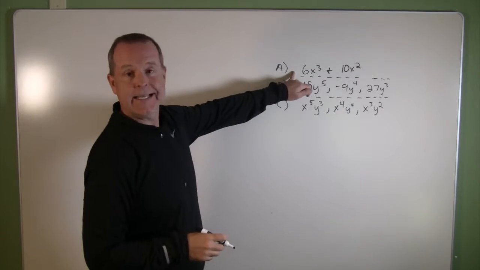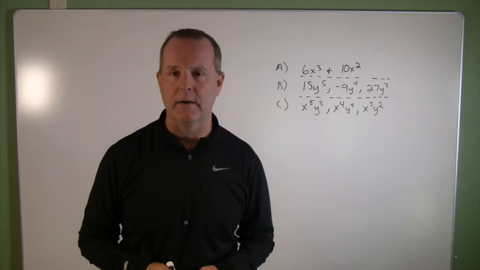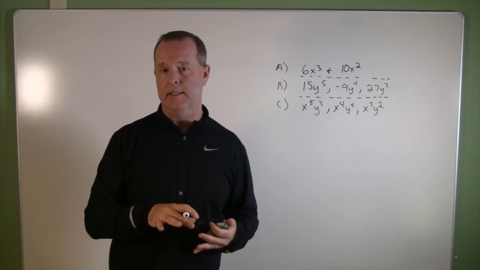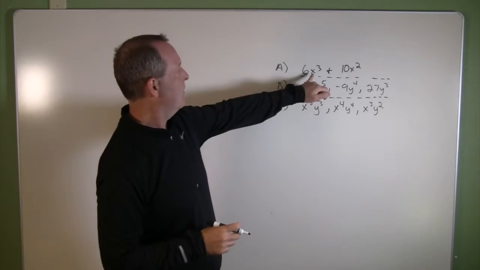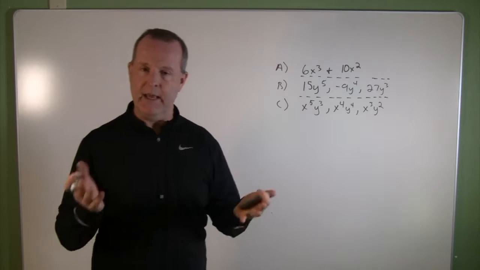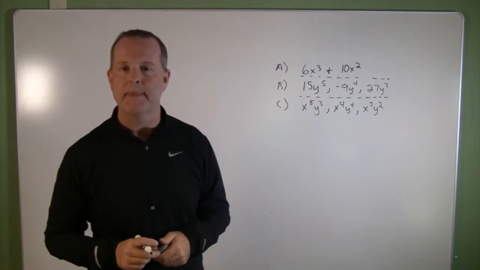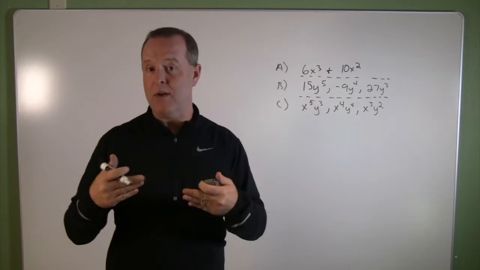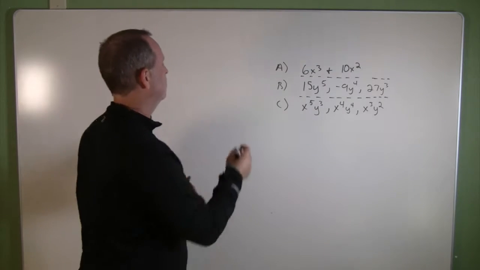In this first list, list A, I have a 6x cubed and a 10x squared. So I have both variables and constants. I usually like to start with the variables first. This one has an x cubed, an x times an x times an x. The other one has an x squared, x times x. So what's the most amount of x's that are common to both of those? X squared.